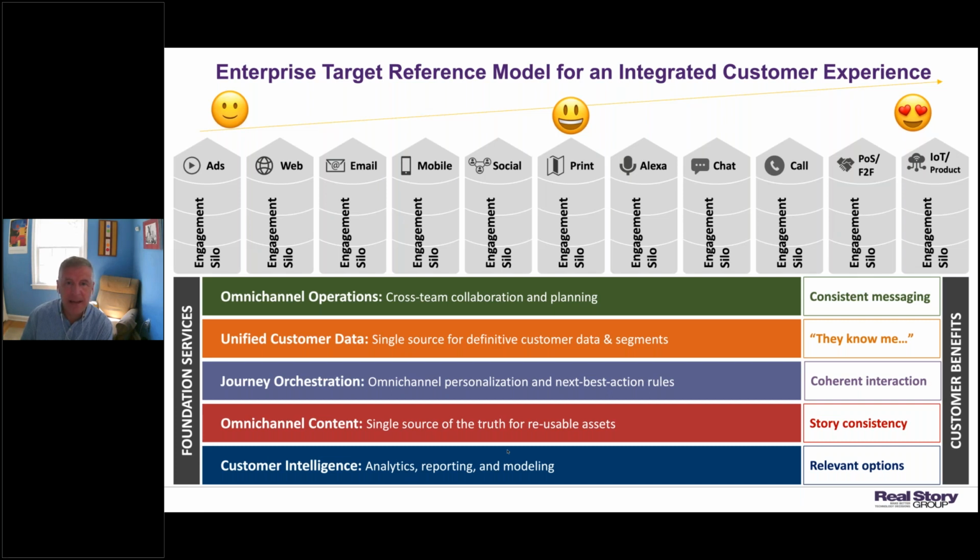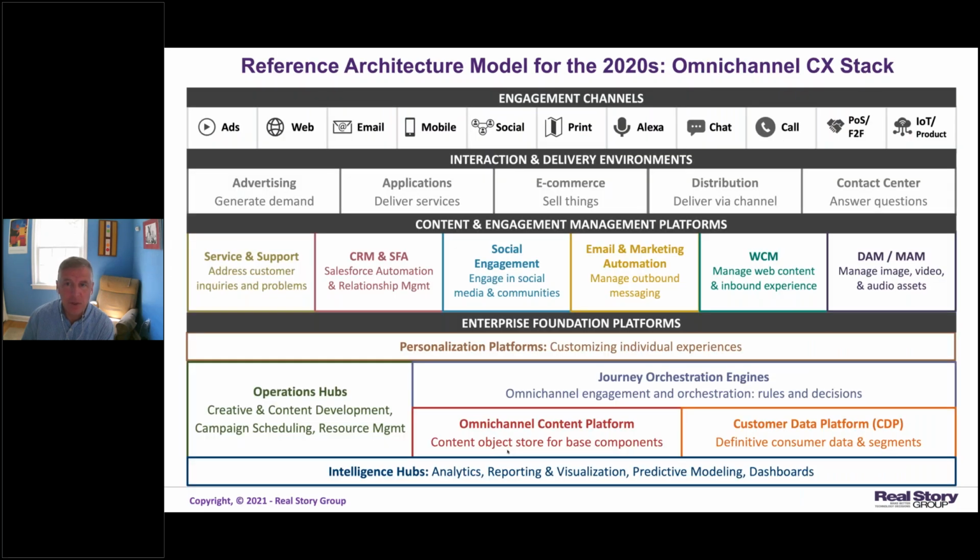And the key thing that's happening here is extracting these services from where they were trapped, which is in individual engagement platforms. This means really rethinking your stack, we believe, for the 2020s. This is what we call a reference model for the Omnichannel CX Stack. A reference model means that it's somewhat generic. When we work with subscribers and clients, we typically modify these for their existing circumstances.